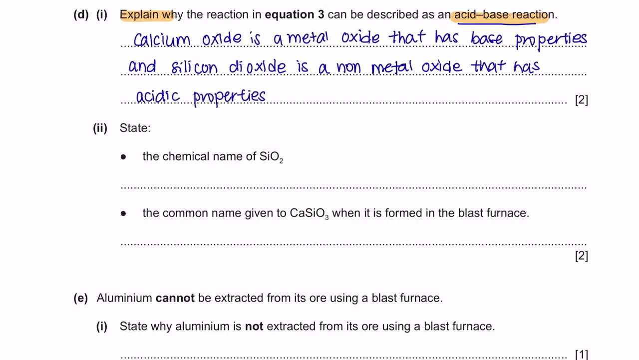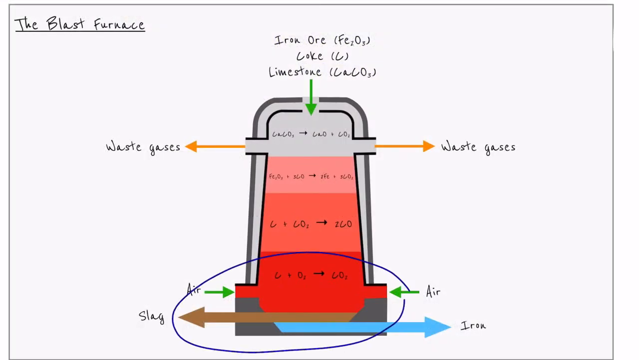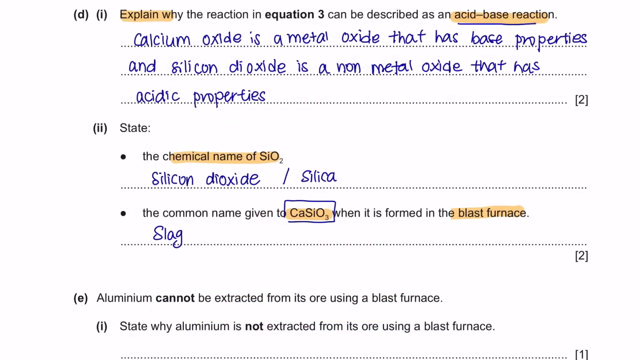Part 2. State the chemical name of SiO2. This is called silicon dioxide. Next, the common name given to CaSiO3 when it is formed in the blast furnace. At the bottom of the blast furnace, the iron will be extracted, and you will also have slag being formed at the bottom of the blast furnace. This slag is the name for this compound.